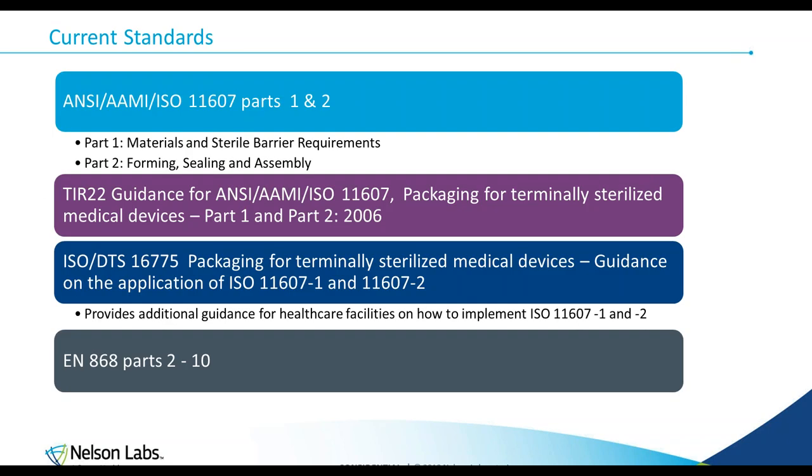As I mentioned earlier, the standard that governs this is ISO 11607 Parts 1 and 2. Part 1 looks at the material and sterile barrier requirements. Part 2 looks at forming, sealing, and assembly. The other standards listed on the slide are guidance documents to help interpret ISO 11607. So you can look at those, and if you have any questions with ISO 11607, they'll help guide you through them.